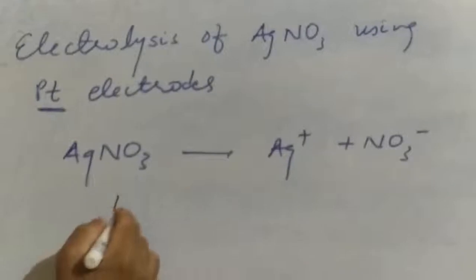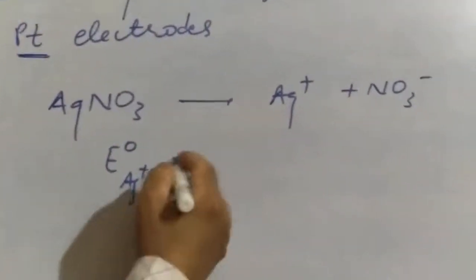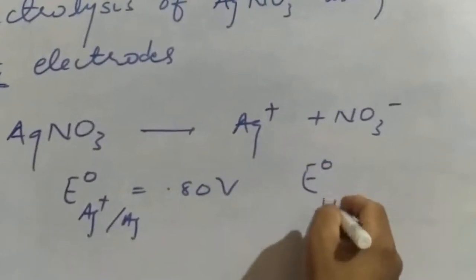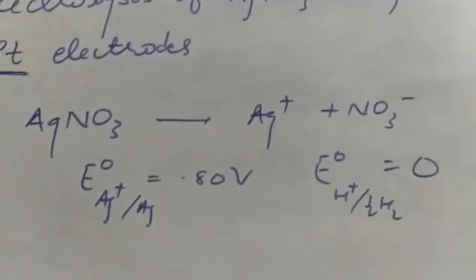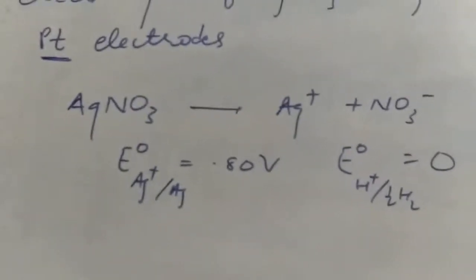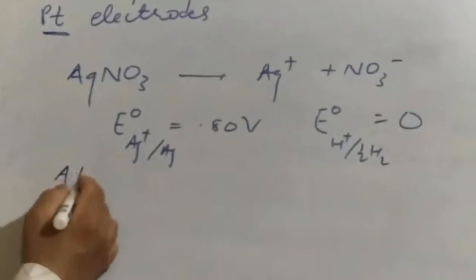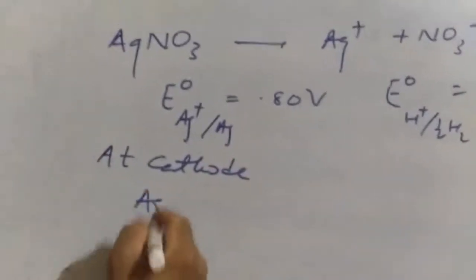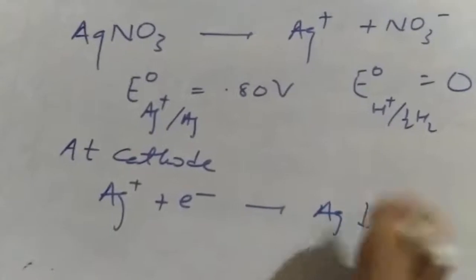Now the reduction potential of Ag plus ions is near about 0.80 volt, while the reduction potential of H plus ions, as you know very well, is 0. Fine. So this time Ag plus ions will be preferably reduced. So we will write here at cathode. Now at cathode, the Ag plus ions capture this electron and silver is going to deposit.